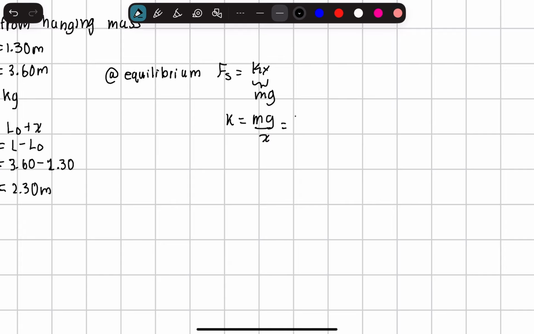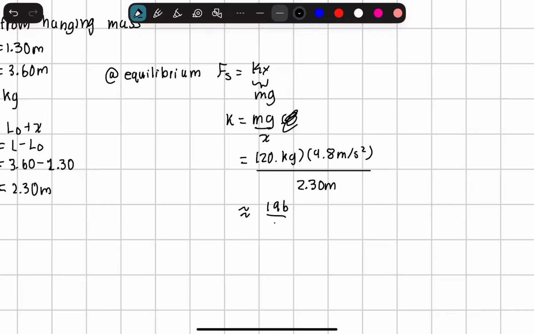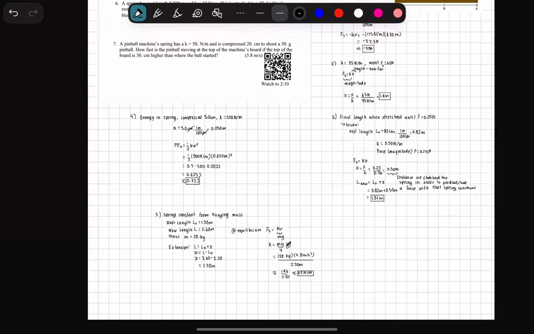And then subbing everything in, that's going to be 20 kilograms times 9.8 meters per second squared, over X. And our distance was 2.30 meters. Plugging that into your calculator, you get 196 over 2.30, and that's approximately 85 newtons over meters. So that's going to be your solution for number 5. So let's move on to number 6.